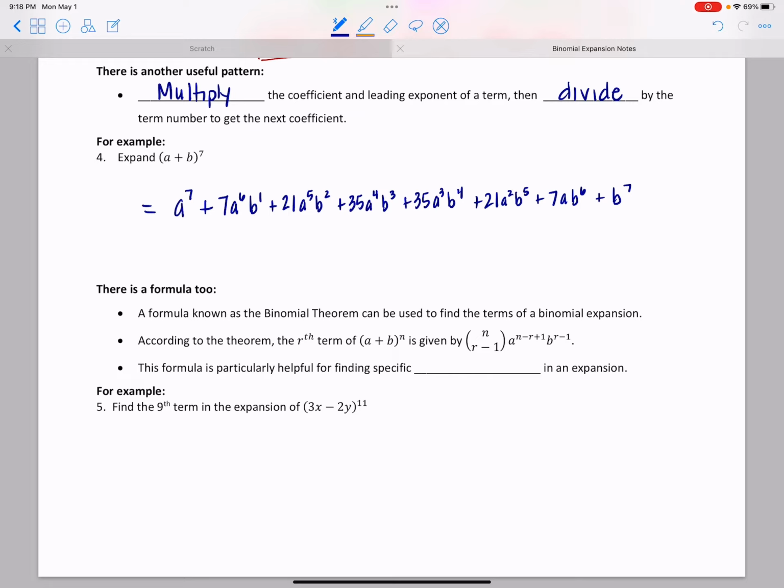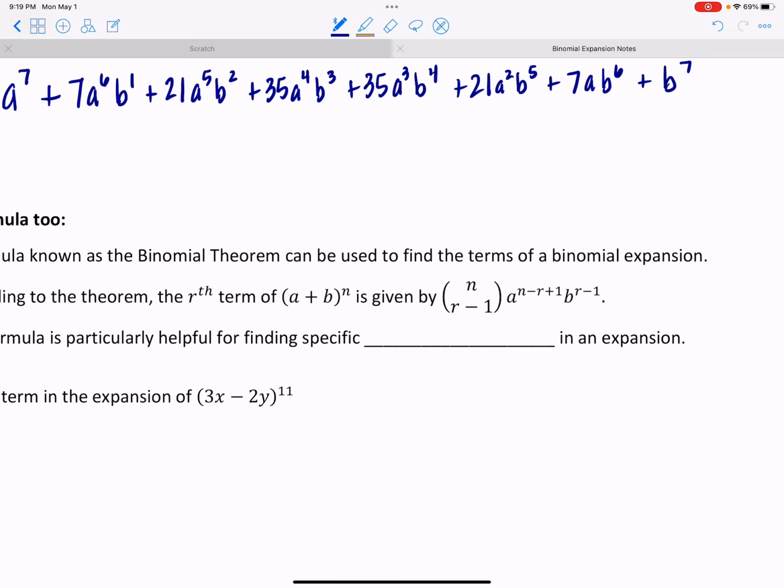According to the theorem, the rth term, like nth term, but we can't use n because n is here. So we're going to call this the rth term of the a plus b to the n expansion is given by this. So this is a formula that we call the binomial theorem. That formula we can use to find any term in an expansion.